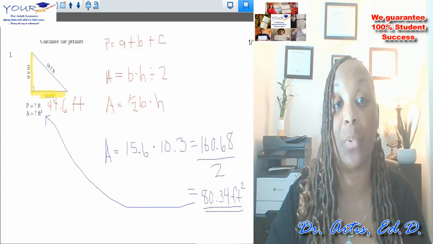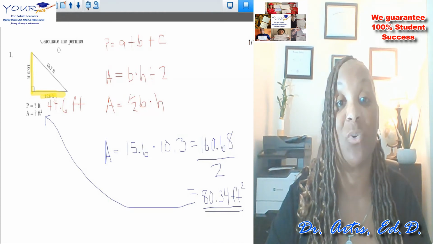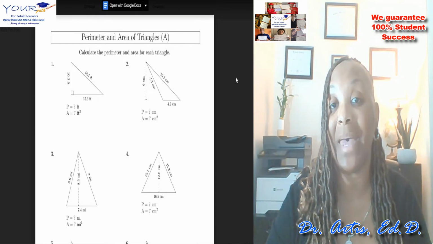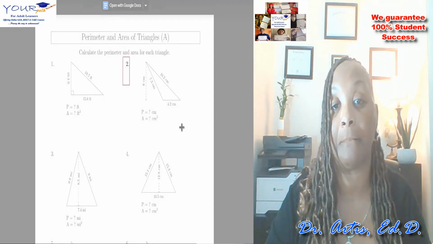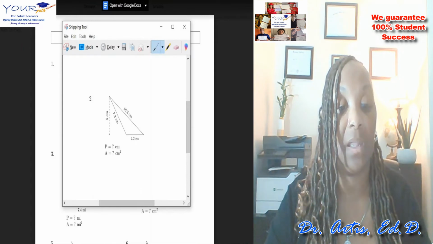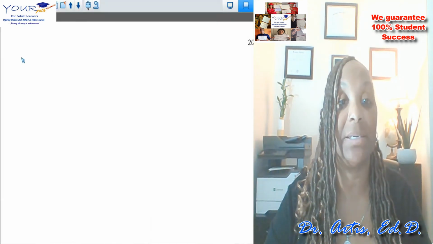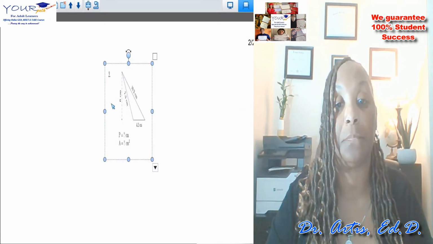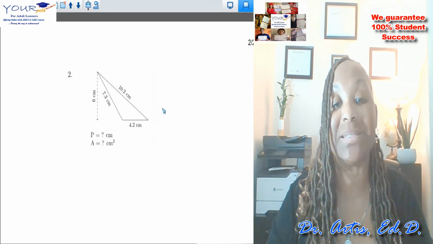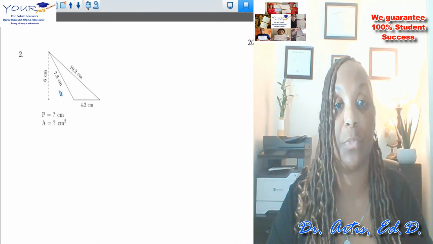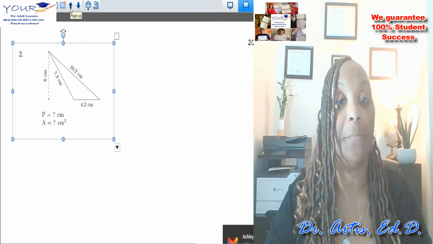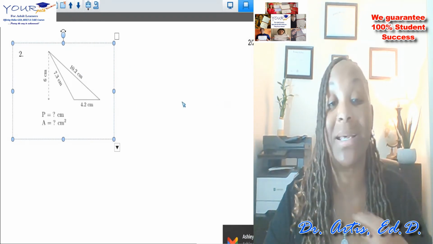Now, let's clear the board and we're going to look at triangle number 2. Okay, so I'm going to copy and paste this triangle here. Let's go to my whiteboard. I'm going to paste it. So now let's do the same thing for triangle number 2, okay? Let's talk about triangle number 2.